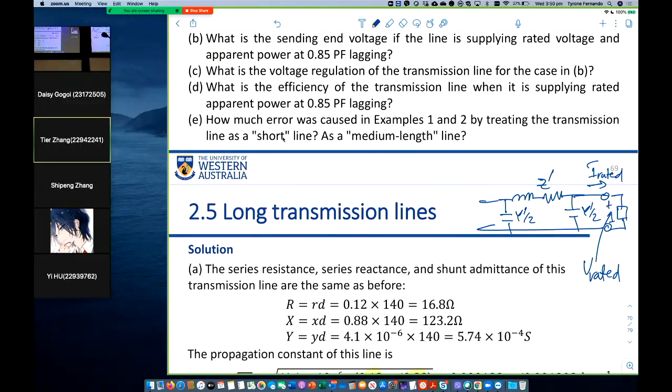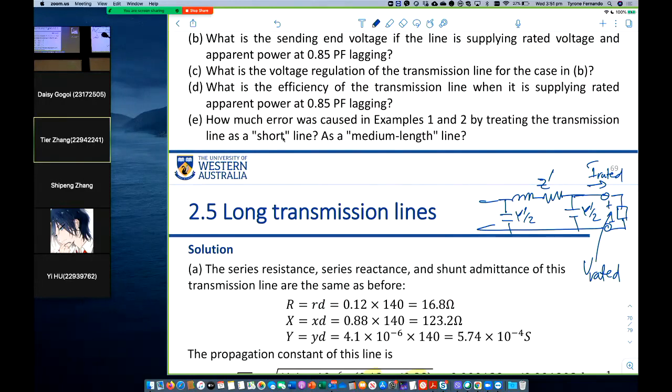So cos inverse 0.85 will give me the angle. And that angle is lagging, which means the current has to be lagging the voltage, so it will be a negative value. Cos inverse 0.85 will give me a positive value, but the angle of the current is the negative of that, because voltage has an angle 0, and if it's a lagging power factor, then the current has to be lagging there.